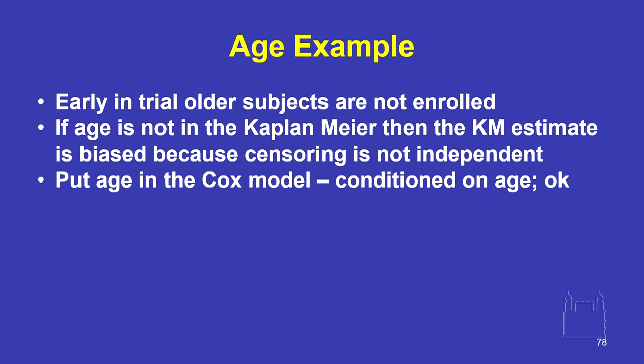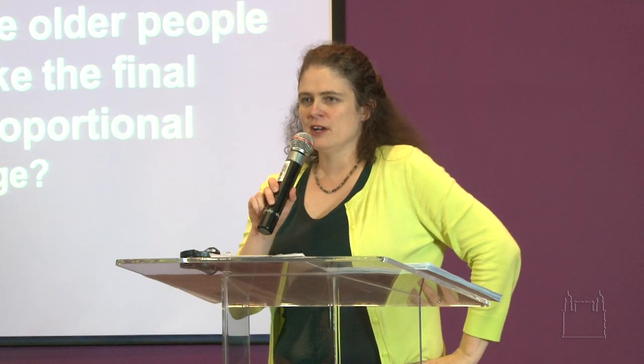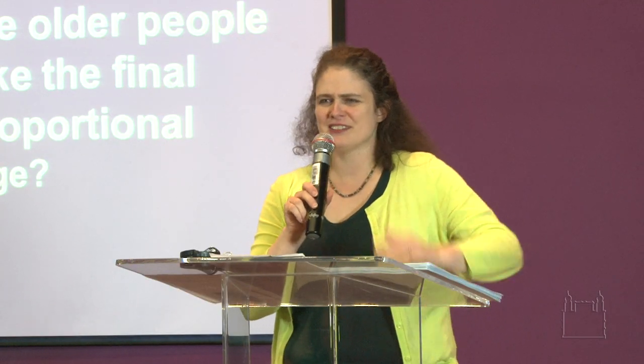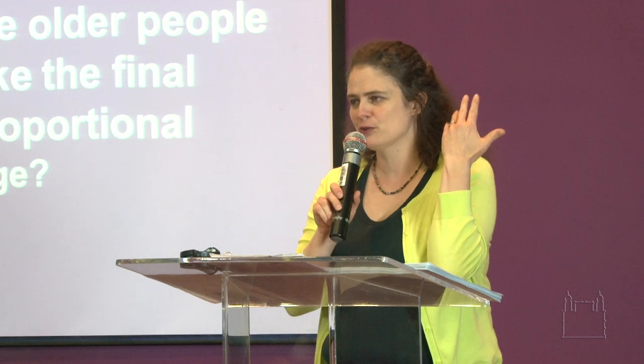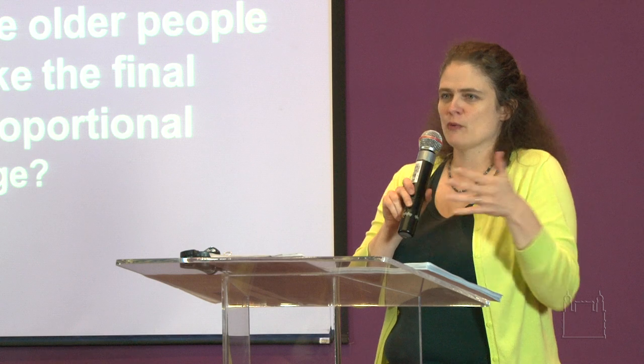I had a student once, I taught this for about 3 or 4 years, and somebody said, well, why don't I just follow everybody for 1 year? Aren't I okay? Now I've got the same amount of information on everybody. I said, well, not necessarily, because your study in general is still not proportional by age to your population risk set. And this very smart person says, well, can't I just oversample the older folks late, and then I can make up for it and have a correct proportional part?